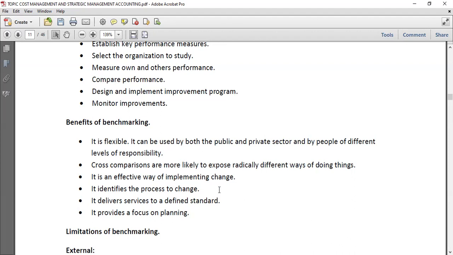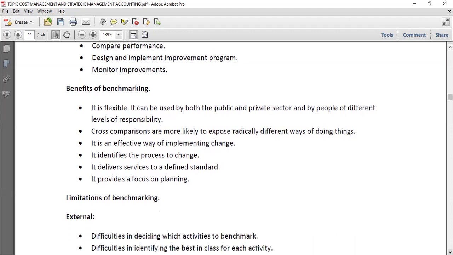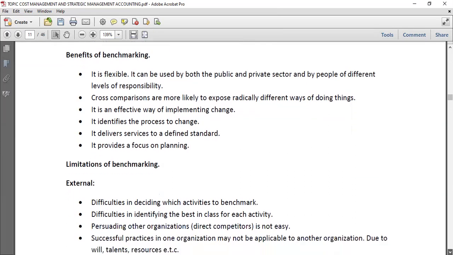It also identifies the process to change and delivers services to a defined standard. If we're an organization and we are comparing how different branches are working, we can even come up with a system where we're saying that since branch A takes maybe 5 minutes to serve its customers, we should adopt that across the different branches, okay? So that is what happens.